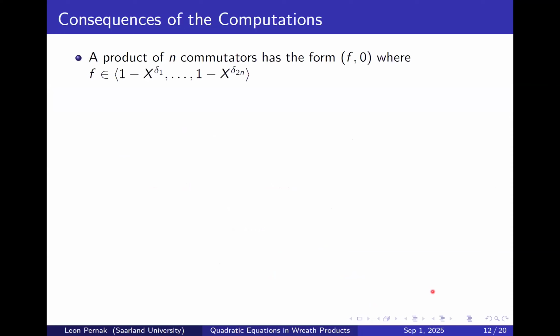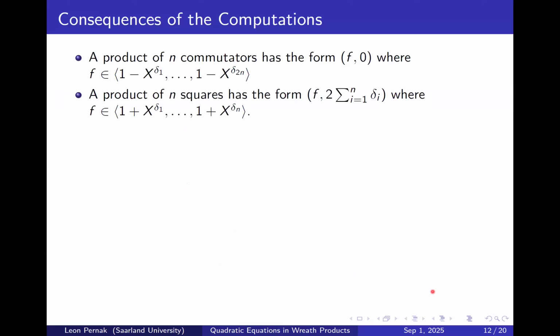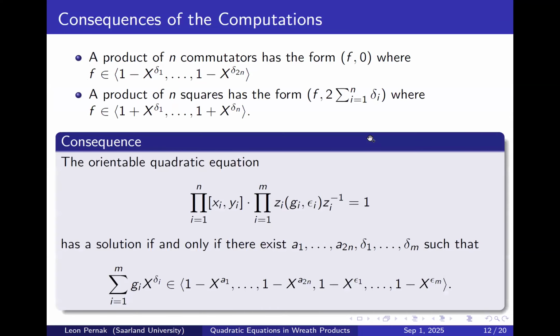So the same can be done for commutators and squares. You get similar terms, but I won't worry that much about this for now. Just let it be said that for commutators I get a similar ideal, but I don't get any translation part. So if I put this together, if I have a general orientable quadratic equation, which looks like this, asking for a solution for this is equivalent to finding this f, which is now produced by this commutator ideal and the ideal I had on the slide before, which comes from the conjugates.